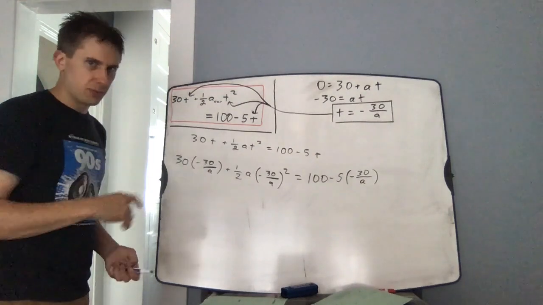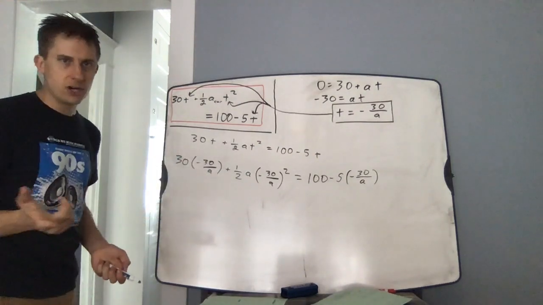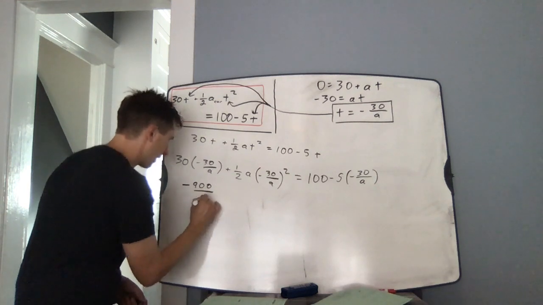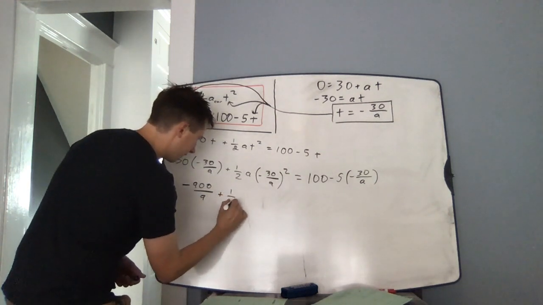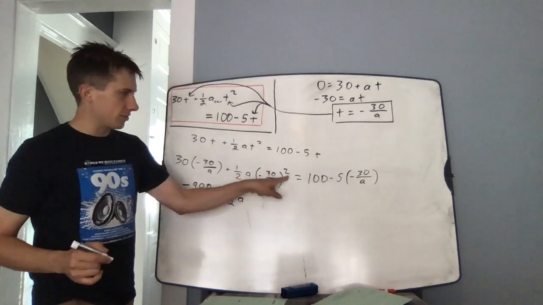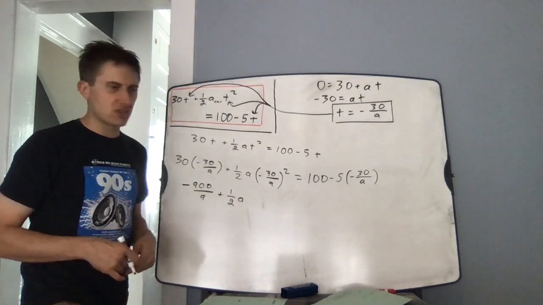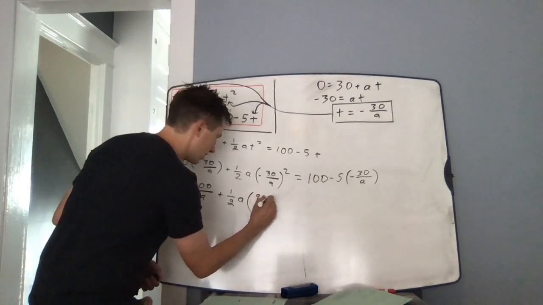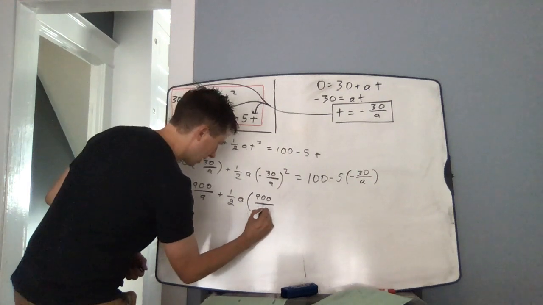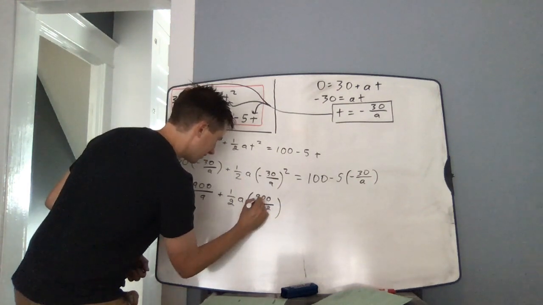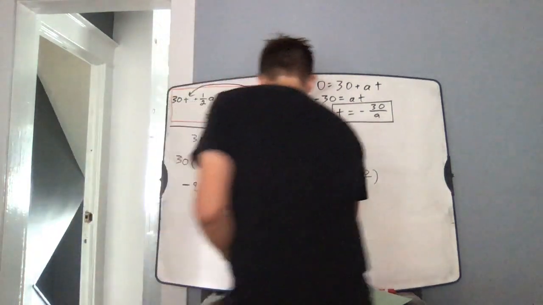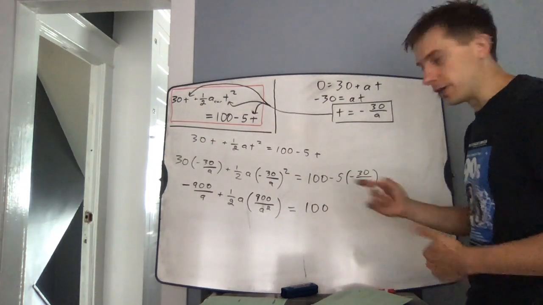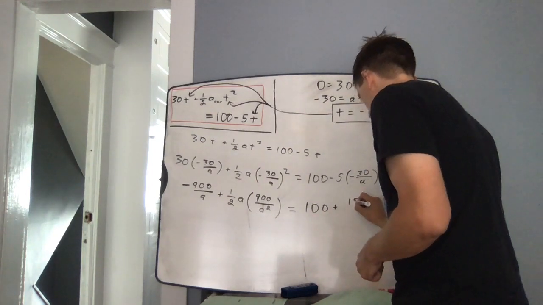Now I'm going to multiply some things through. 30 times 30 is 900. So this first term will be negative 900 over a plus 1/2 times a. When I square this term, I square both the upstairs and the downstairs. Negative times negative will give me a positive. So I have 30 times 30 is 900. a times a is a squared. So 900 over a squared. That is a 9, that is an a. And then I get equal to 100. Negative 5 times negative 30 is positive 150. So plus 150 over a.